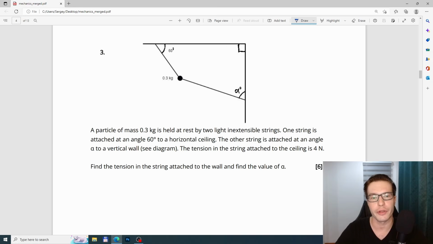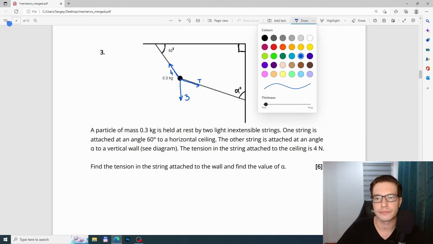Okay, next question, equilibrium. And first, let's draw all the forces. So the mass of the particle is 0.3, so therefore its weight is going to be 3 newtons downwards. The force of tension is 4 newtons, and we're looking for this force of tension and angle alpha.